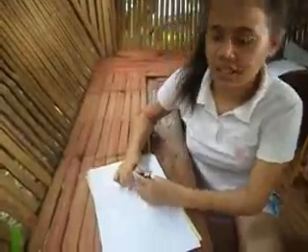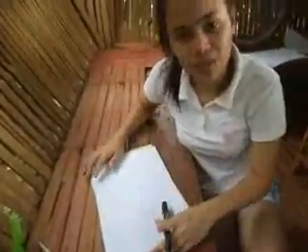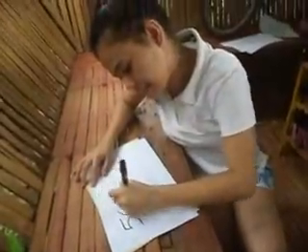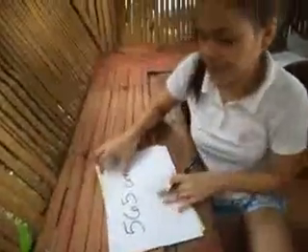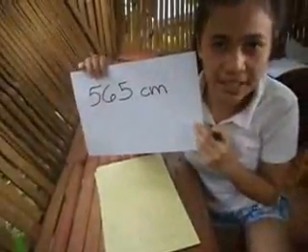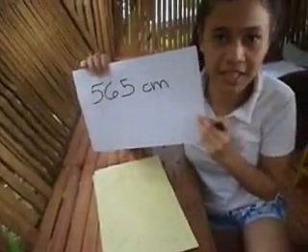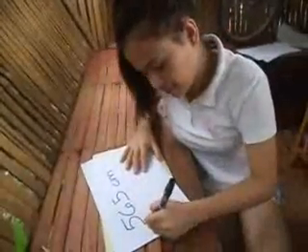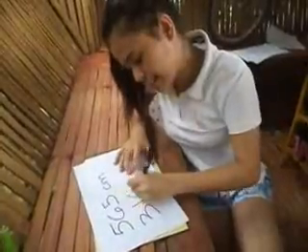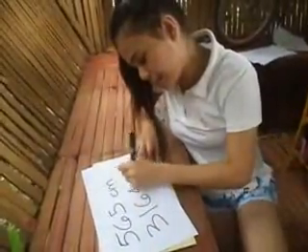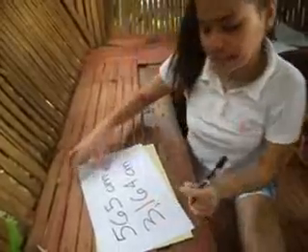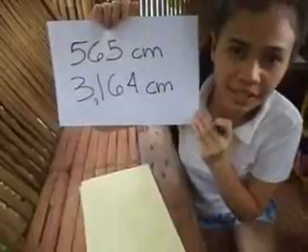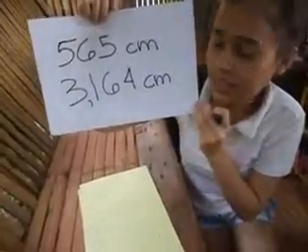All non-zero digits are significant. So, 565 centimeter has three significant figures. Other example, 3,164 centimeter has four significant figures.